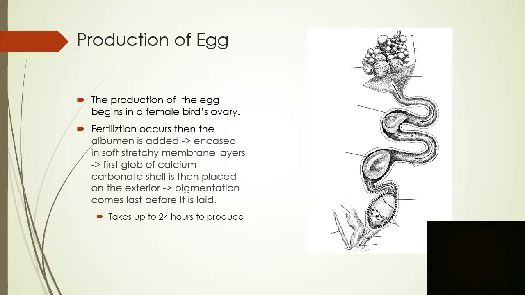So how are eggs produced? The production of the egg begins in the female's ovaries. Fertilization occurs, and it's like an assembly line. They slowly go down the oviduct, and then they slowly add the calcium and the shell carbonates, and then the pigmentation, which we are going to talk about, is the last thing to be added before it's laid. This process can take up to 24 hours.